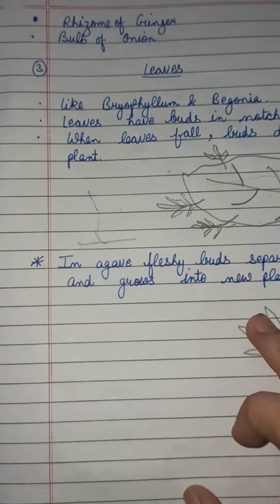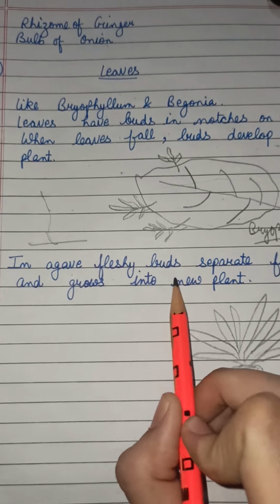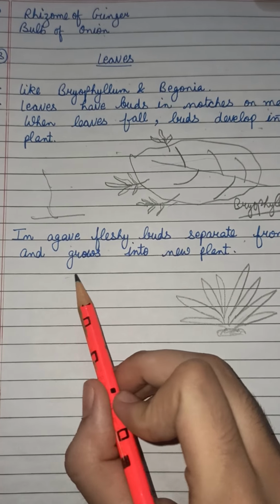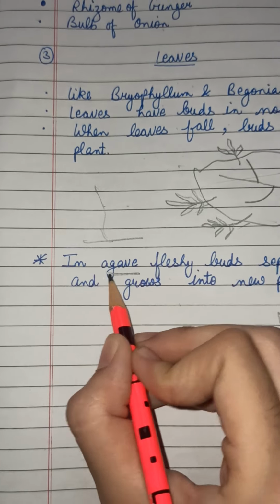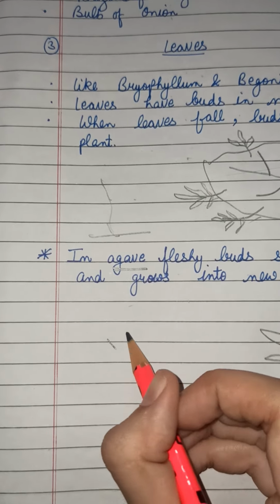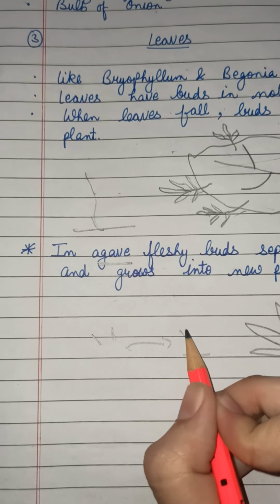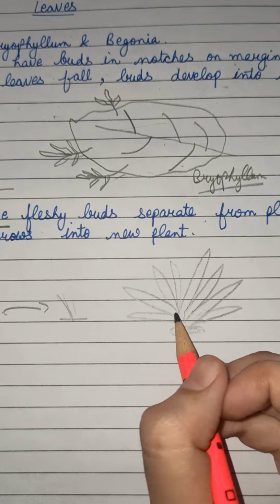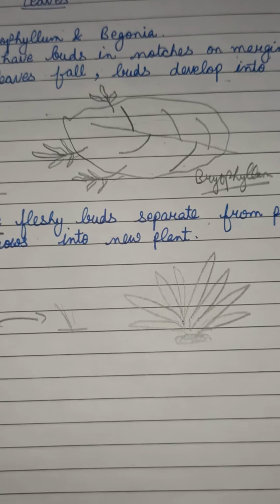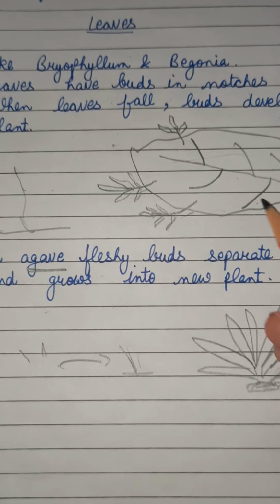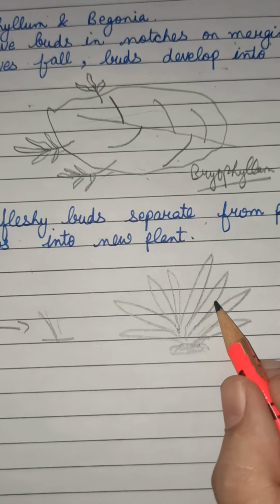Next are some important points, like in agave, fleshy buds separate from the plant and grow into a new plant. Now here this is a plant which is agave. It has some kind of fleshy buds which, when separated from the plant, grow into a new plant body on their own. Like here I have drawn a simple diagram of agave. You must also have seen it, as it is found very commonly. Even bryophyllum you will have seen. So here this is agave.